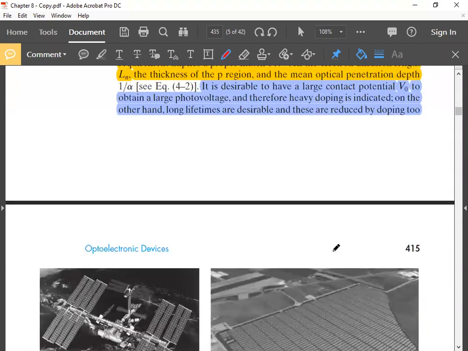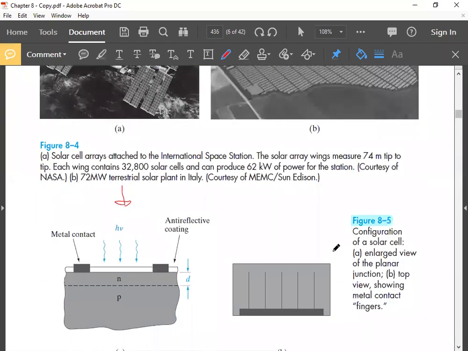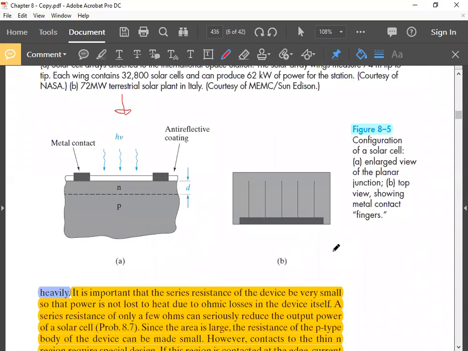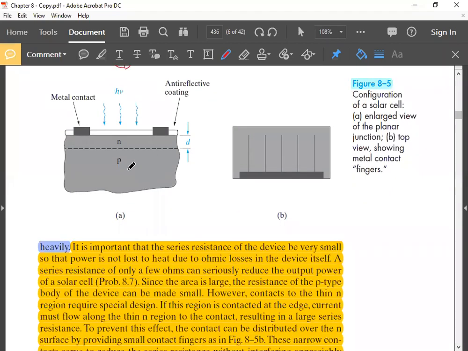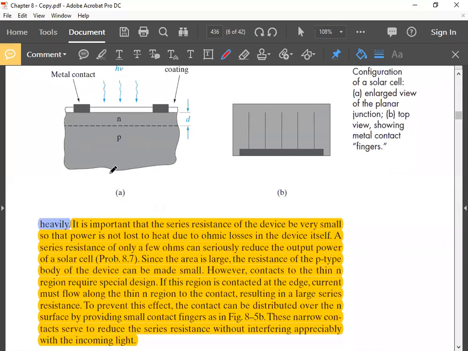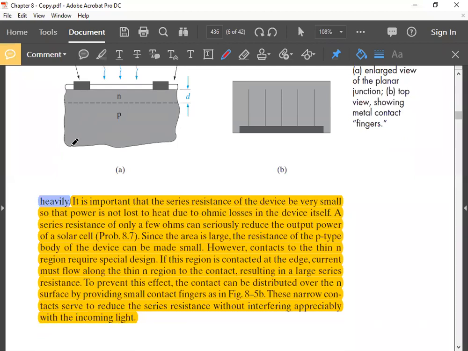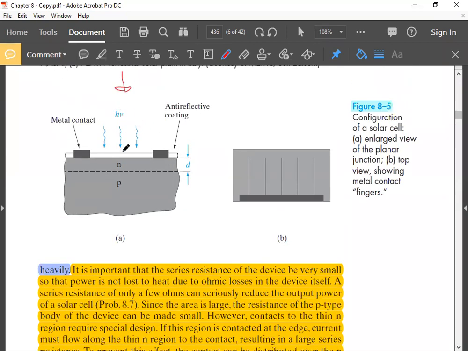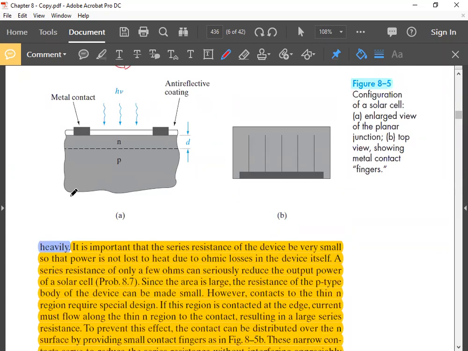So those contacts, if they contain some resistance, then it will be a problem. There will be I square R loss. Now on the P side we do not have much problem, since light is not coming from this side, light is coming from the N side. You can use the whole P side as the contact. So the contact resistance of the P side will be small.